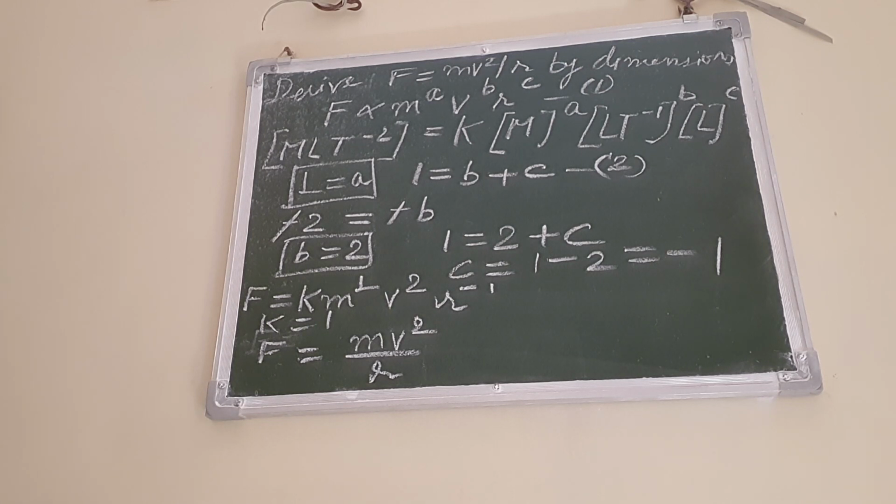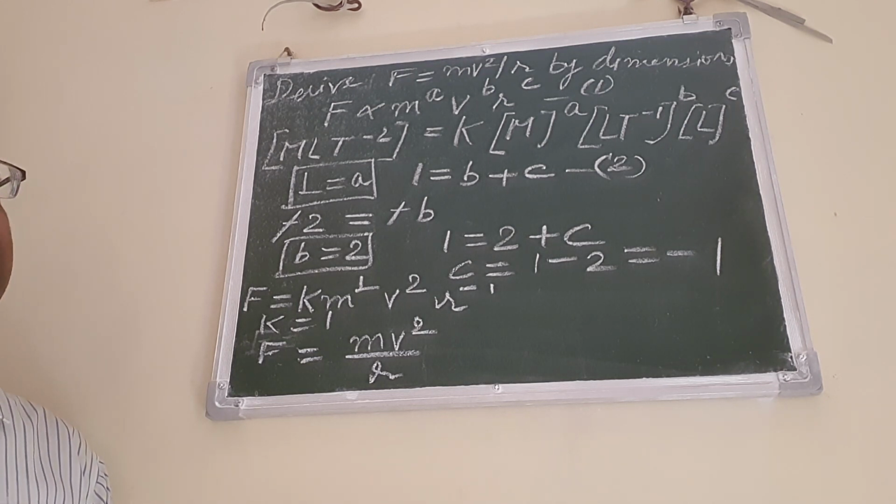Writing the dimensions of all the quantities on both sides. So for force it becomes MLT raised to power minus 2 is equal to, taking constant k, M raised to power a, and velocity is LT raised to power minus 1 whole raised to power b, L raised to power c, that is the length, radius is the length. Comparing the powers of M, L, T on both sides. For M, it will be 1 is equal to a, so the value of the constant a becomes 1. For L, 1 is equal to b plus c. This is our second equation.